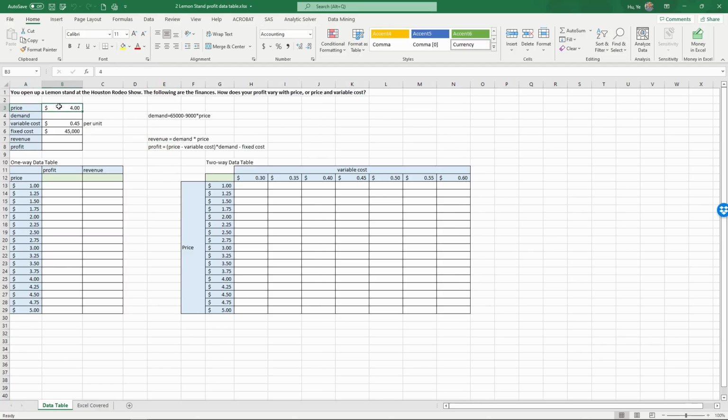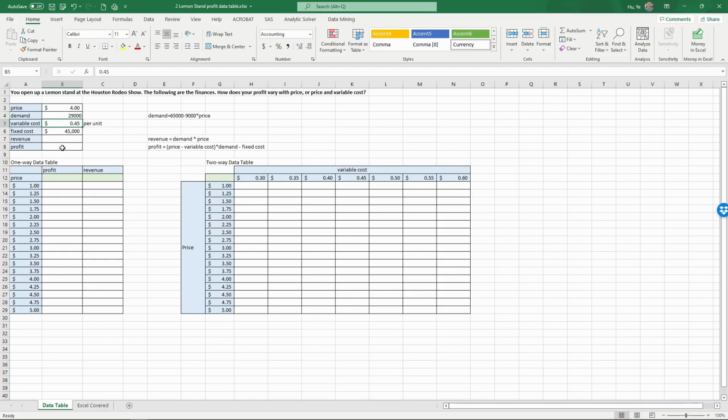Here we have a price level of $4 per unit, and be aware that this is not really the optimal price. We don't know the optimal price yet. We can put in any price, and we want to see the output of the profit level at that price. So for now, we just leave $4 there as the price. With the price of $4, the demand is equal to 65,000 minus 9,000 times the price level in cell B3, and enter. That should not be a dollar amount, so let me change this to general. Okay, so the demand is 29,000 cups.